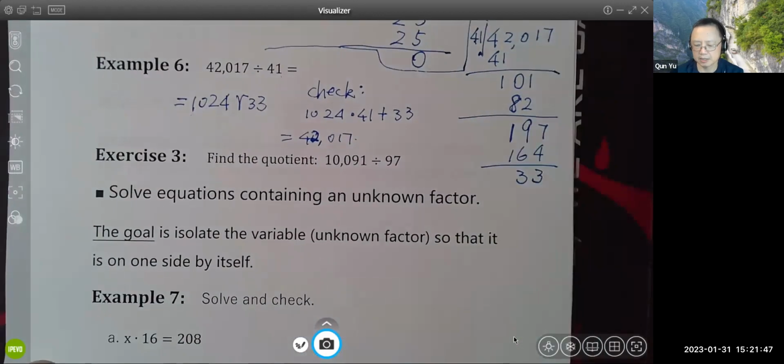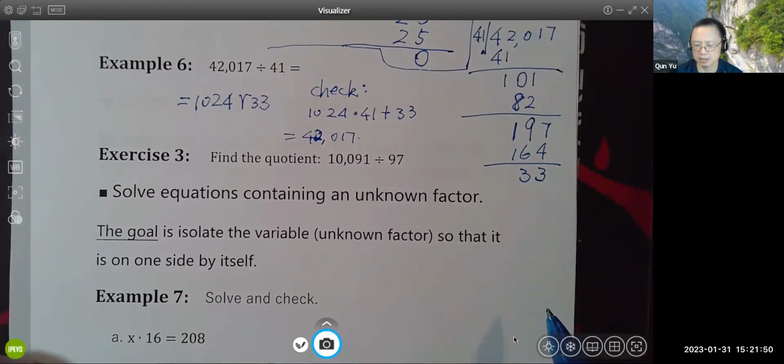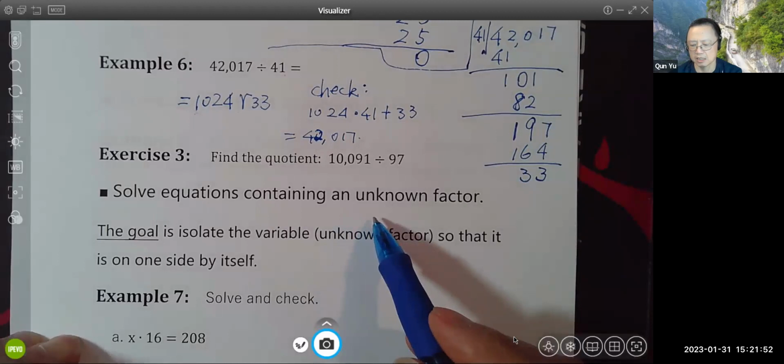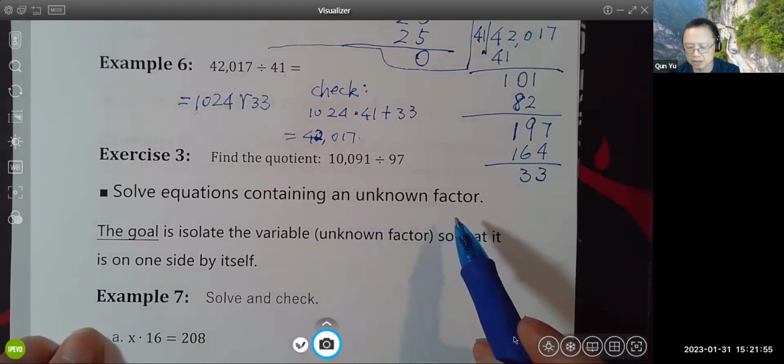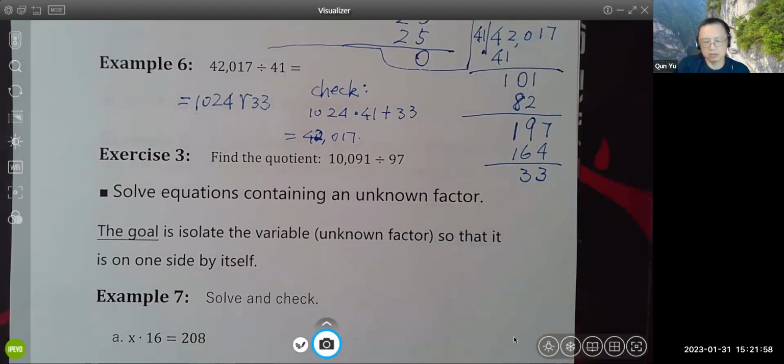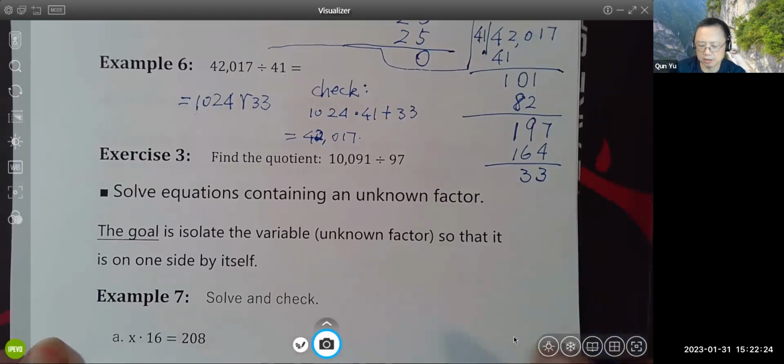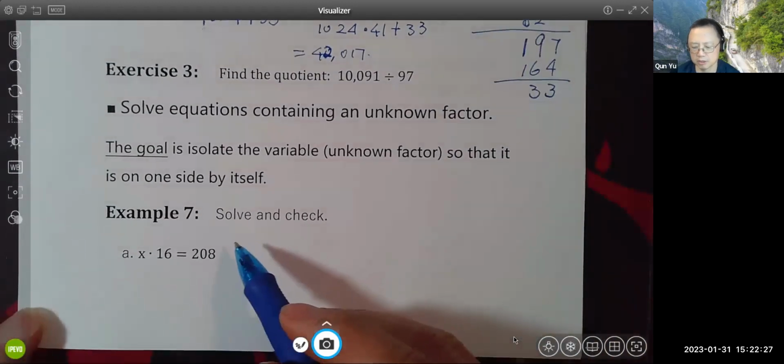Our next topic is going to solve equation that contain an unknown factor. Now, whenever you solve any equation, your goal is to isolate the unknown. In this case, it's a factor, or we can also call it the variable in algebra. So we want to have that unknown or variable on one side by itself. And eventually, one variable on one side, the other side is a number. We call it the answer to the equation. Now, let's demonstrate this process using the example below.